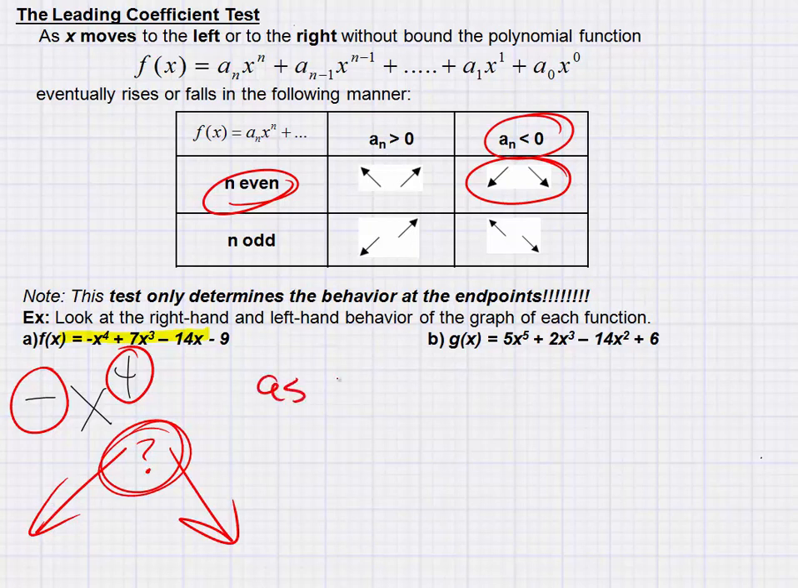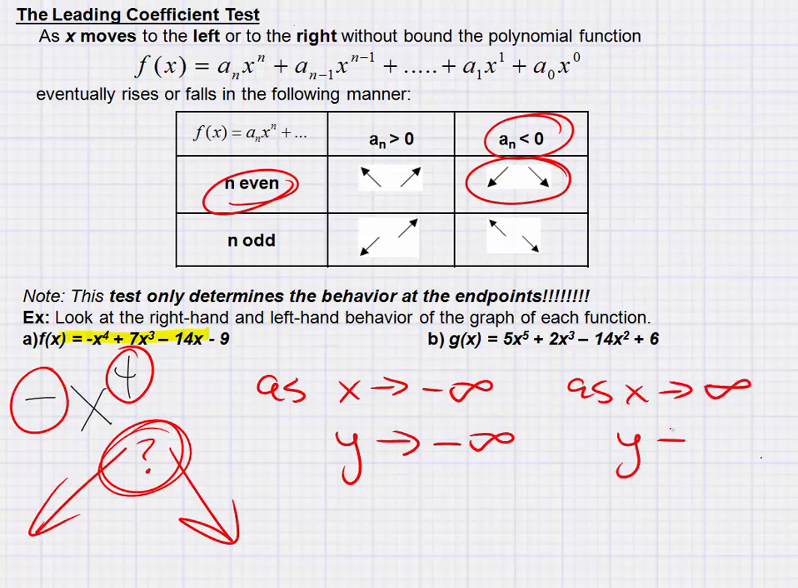So as x goes to negative infinity, y goes to negative infinity. And as x goes to positive infinity, y goes to negative infinity still. This is the left-hand side of the graph, and it's pointing down. Right-hand side of the graph, and it's pointing down. Okay?